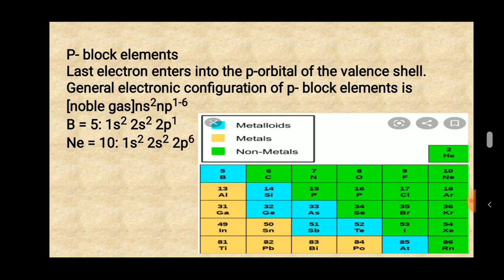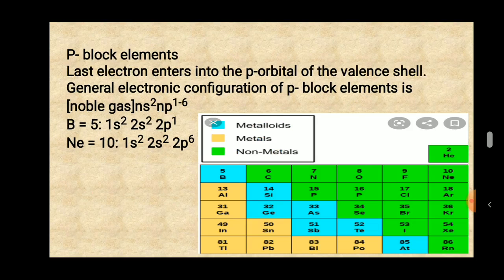Now here, P block elements. What I told as the definition of S block elements is that the last electron or valence electron enters into the S orbital of the valence shell. Now, for P block elements, what is the definition? The last electron or valence electron enters into the P orbital of the valence shell.